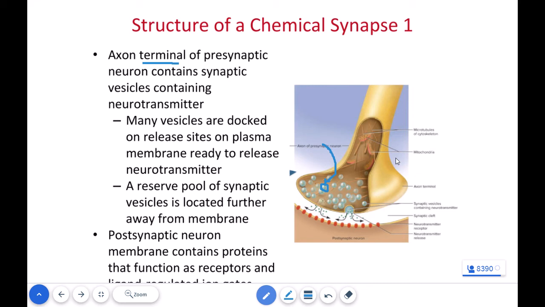When calcium binds to those storage vesicles, the storage vesicles will exocytose their neurotransmitter into the synaptic cleft, or the space in between the axons. And then as those neurotransmitters are released into the synaptic cleft, they bind to receptors, here the receptors are shown in red, on that postsynaptic membrane.